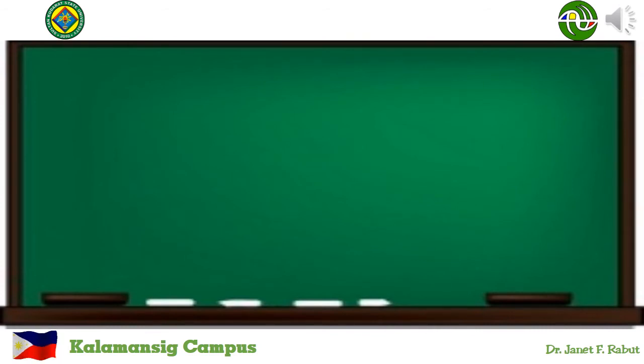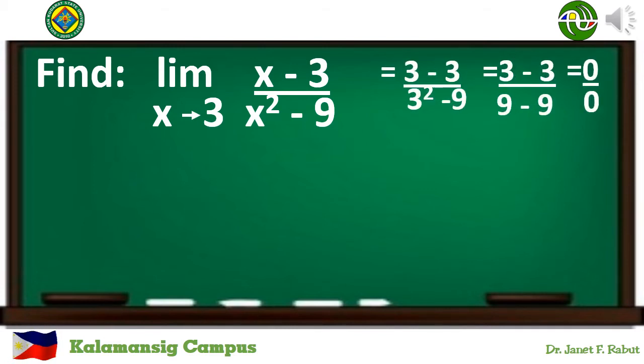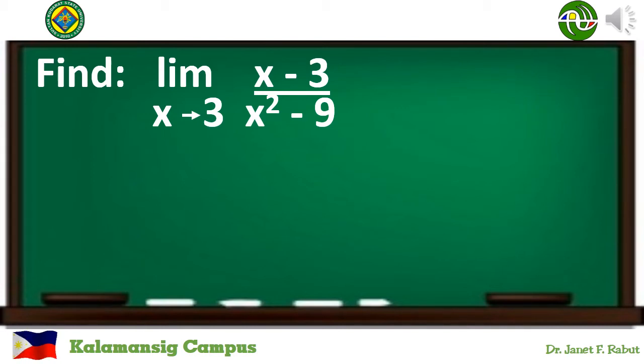Another example. Find the limit of x minus 3 over x squared minus 9 as x approaches 3. The same with our previous example, by inspection or by using direct substitution, we will end up with 0 over 0, meaning we are not done yet, because we can see that the given denominator is factorable. Obviously, x squared minus 9 represents a difference of squares. Do you know the factors of x squared minus 9?